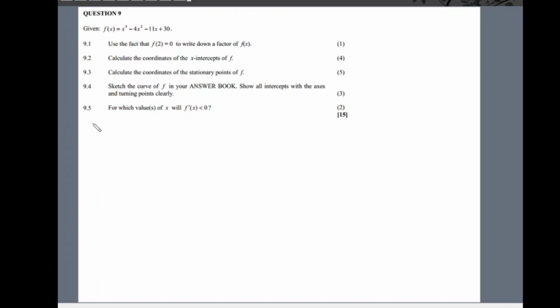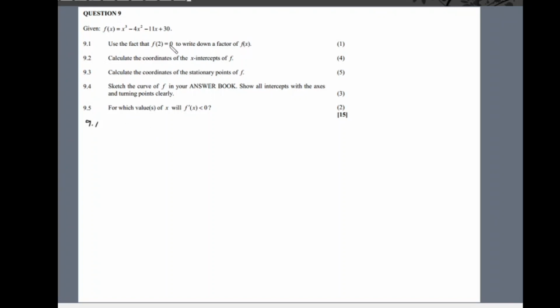So today sizokwenza questions, right? So ngaphandle kokuthi simoshe isikhathi, let us look at this question. We are given a function f of x is equals to x cubed minus 4x squared minus 11x plus 30. Izolo sibe ne-example with this exact same function, right? So ku 9.1 bathi use the fact that f of 2 is equals to 0 to write down a factor of f of x, right?